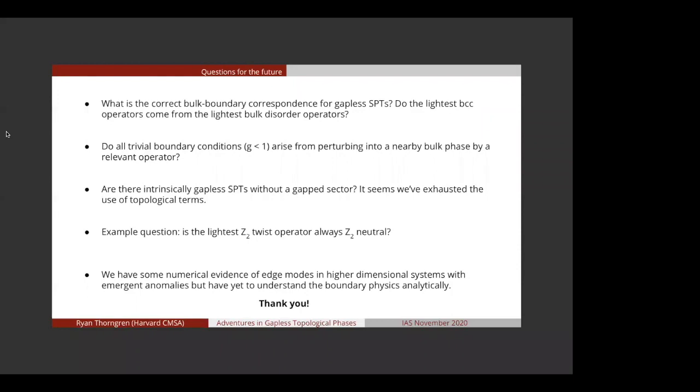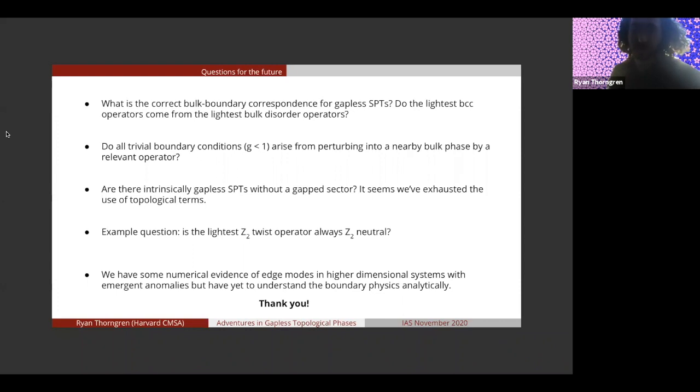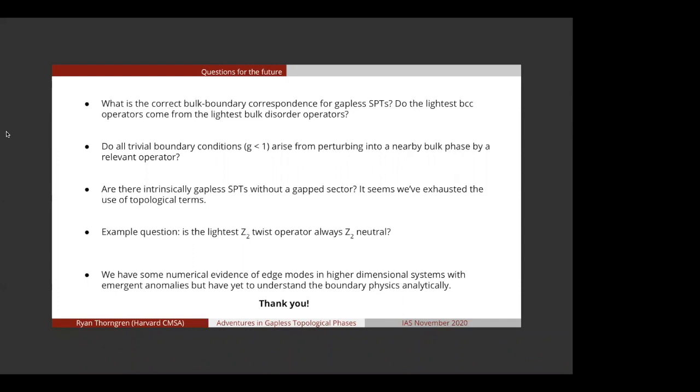And the second comment I have is that this question is equivalent. A Z2 twist operator, its Z2 charge is determined by its Lorentz spin. So the question can be equivalently phrased as, does the lightest Z2 twist operator always have an integer spin rather than half integer? Right, yeah. I'm not sure if this helps answering the question, but it's just a reformulation of the question.